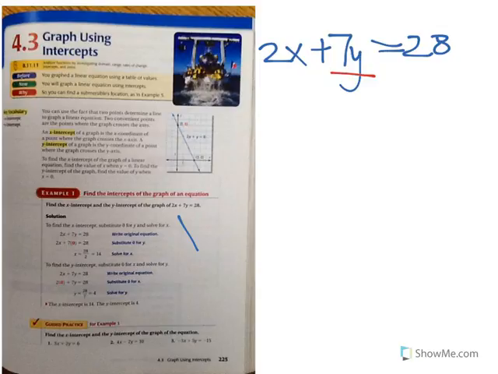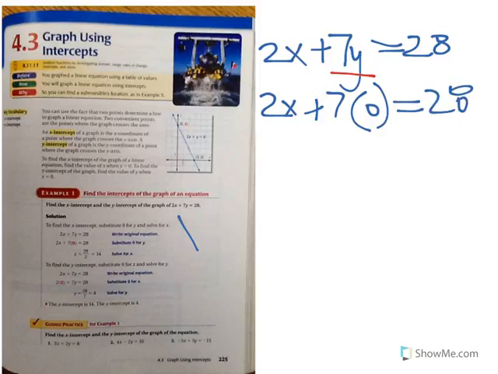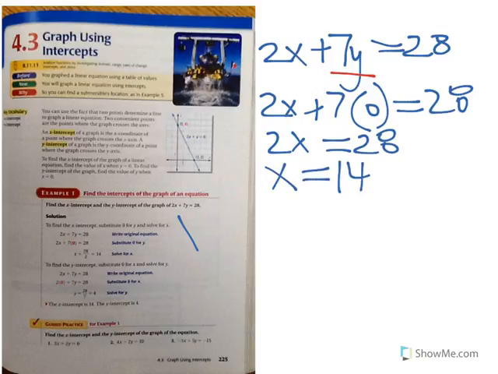So if we do that, then we do 2x plus 7 times 0 is equal to 28. So it's just going to be 2x is equal to 28. So x is just going to be equal to 14. So the point at which it crosses the x-axis is going to be 14, 0.